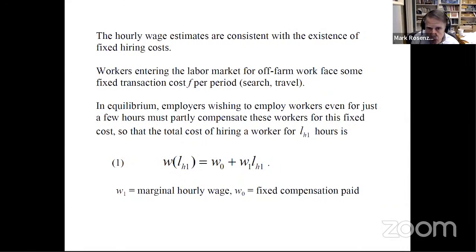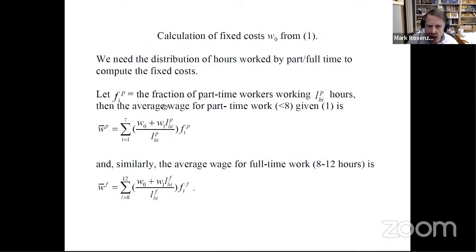All right, so what does this imply for the fixed costs? Well, the estimates with these discounts are consistent with the existence of fixed hiring costs. Let's suppose that employers in equilibrium that want to employ workers, even for a few hours, have to compensate the workers for the costs that they incur for coming to the plot. So our wage payment is going to be a fixed cost plus a marginal wage associated with the number of hours worked. W1 is the marginal hourly wage, W0 is the fixed cost.